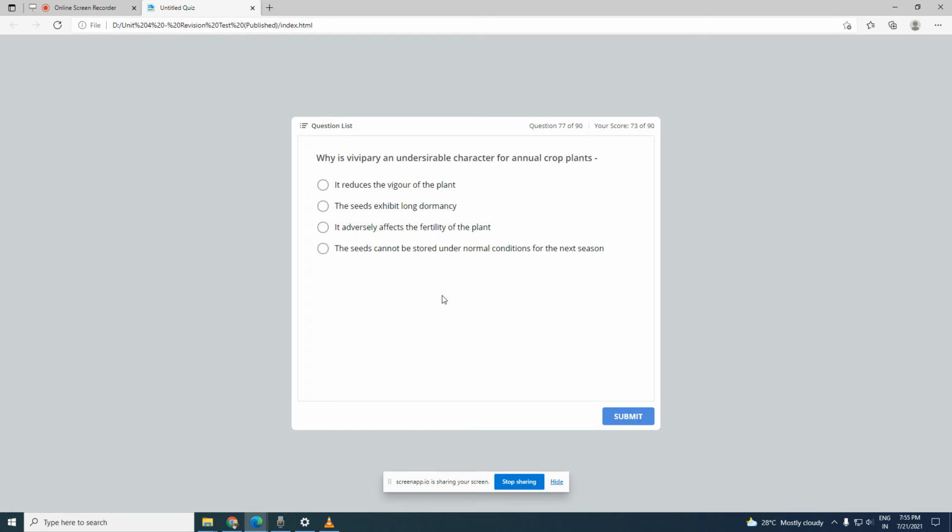The 77th question is, why is vivipary an undesirable character for the annual crop plants? Because it reduces the vigor of the plant. The seed exhibits long dormancy. It adversely affects the fertility of the plant. The seeds cannot be stored under the normal conditions for the next season. The right answer is the seeds cannot be stored under the normal conditions for the next season. We can go to the next question. So still we have 12 more questions.